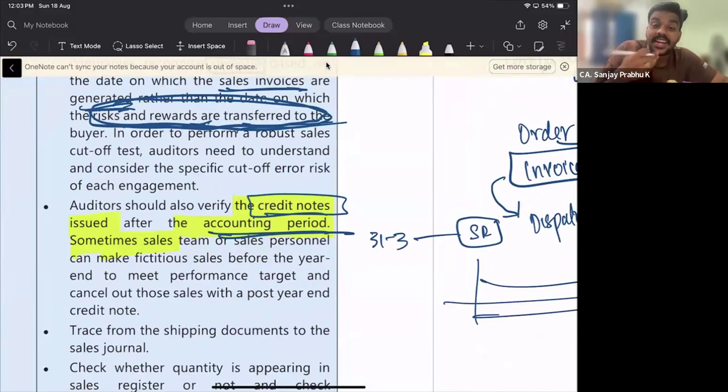Sometimes these companies will indulge in such kinds of fictitious sales. They will even book the sale even if the customer has not ordered. The goods will reach the customer. The customer will say, I have not ordered. The goods will be returned back. They will issue the credit note. Okay, fake sales. That's what the auditor has to check out.